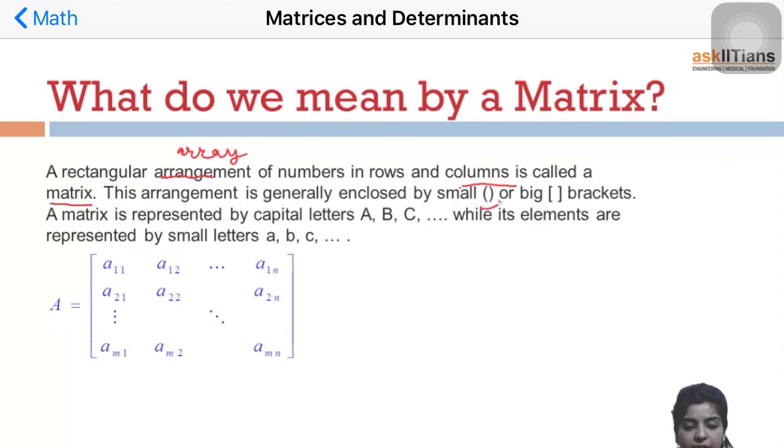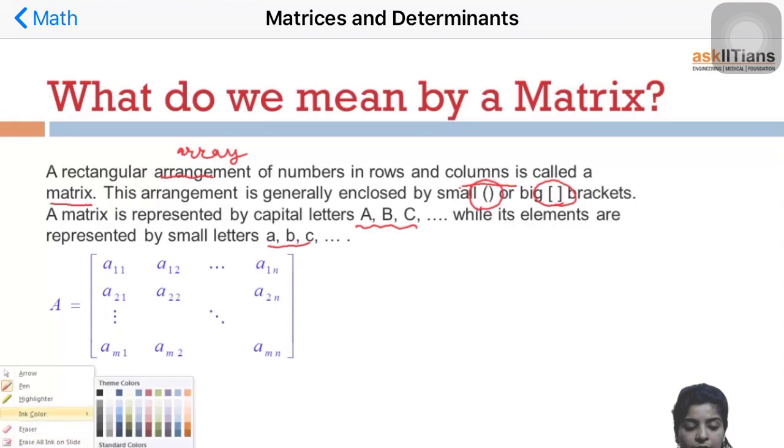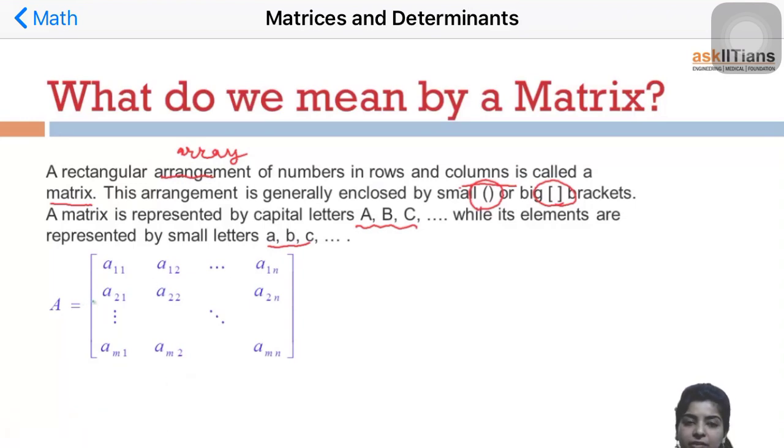This arrangement is generally enclosed by either this form of bracket or this form of bracket. We call it the small or the big brackets. A matrix is generally denoted by capital letters while its elements are denoted by small letters. So, what do we mean by a matrix? It is basically a rectangular arrangement of numbers in rows and columns, and this is how we denote a matrix: by capital letter A equal to either this bracket or this form of bracket, and the elements are denoted by small letters.